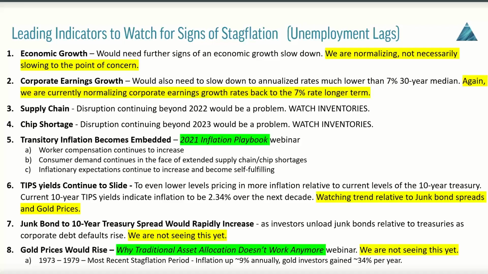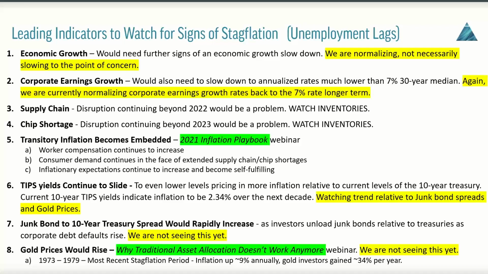This is not slowing to the point of concern. Remember our indicators, right? ISM manufacturing, ISM services, these are at the highest levels we've literally ever experienced. Okay, so we are normalizing. We are not slowing down to the point of concern.